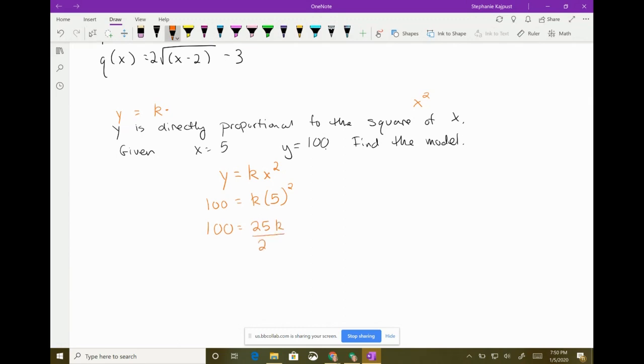Then we're going to divide by 25 on both sides. So 100 divided by 25 is 4. So 4 is equal to k. So when it says to find the model, your final answer is that equation with your value for k plugged in. So the model then would be y equals 4x squared.